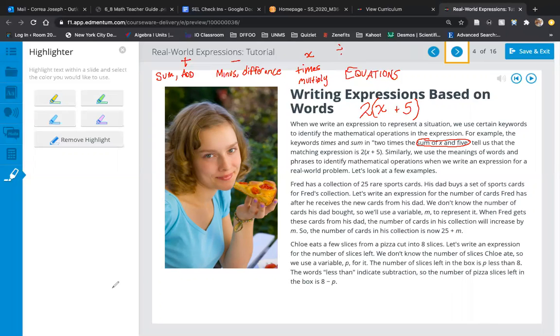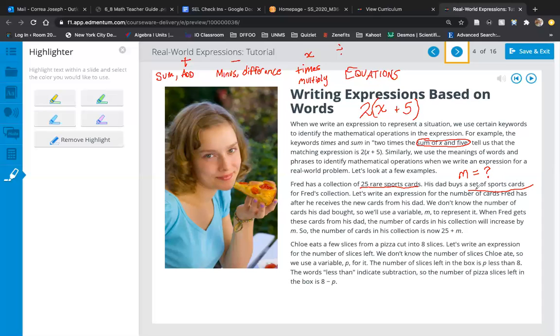from, right? So over here it says, Fred has a collection of 25 rare sport cards, right? So he has 25 cards. It said his dad buys a set of sports cards for Fred's collection. So we don't know how many cards are in this set of sports cards, right? There could be 10 cards in that set, there could be 20 cards, there could be 30 cards. We're not exactly sure of how many cards there are, right? So what we do in math is we say, okay, I don't know what this value is, so we let a variable represent that. So we say, okay, so let's let M represent how many sports cards his dad got.